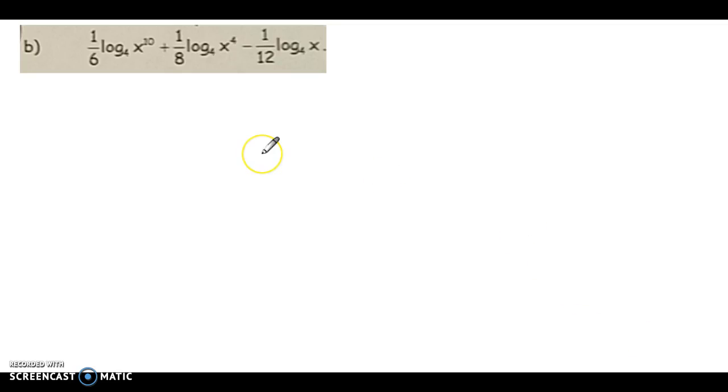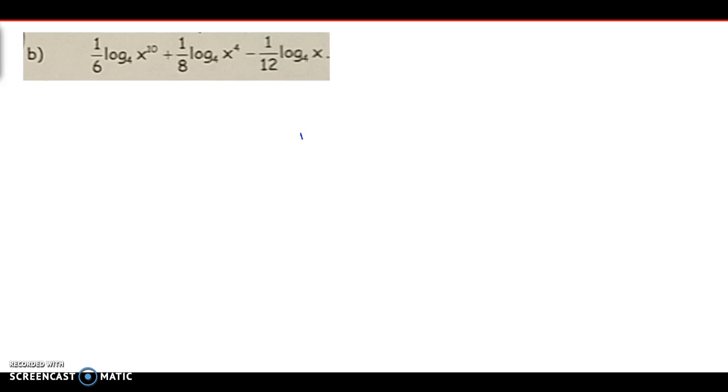All right, so this is number 2 of your number 20. Just remember that when you're trying to put them together as one function of log, addition means multiplication of the arguments, you multiply the arguments. Okay, I need to move this one. So these are your arguments: x to the 10th, x to the 4th, and I think that's just x.